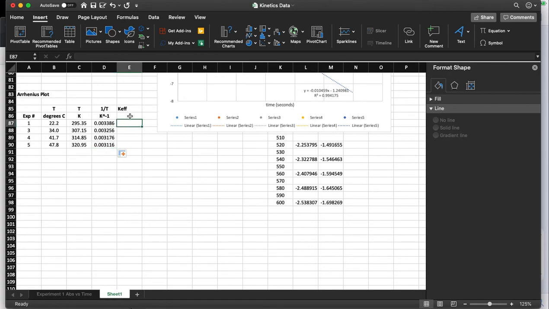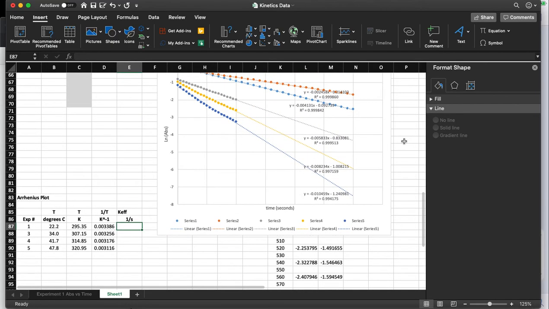Now I want my k effective values, which we already talked about have units of 1 over seconds. For the general units here, this is inverse Kelvin. My k effective values are basically what we had in this plot, so if I scroll down, I can find all my k effectives. K effective 1 was 0.00413. K effective 3, that'll be this one, was 0.00583. K effective 4, right here, 0.00823.